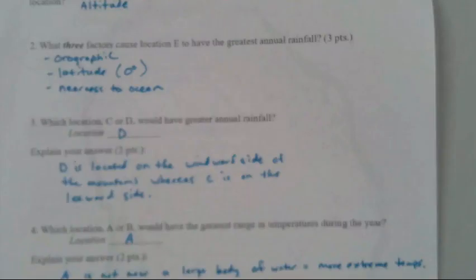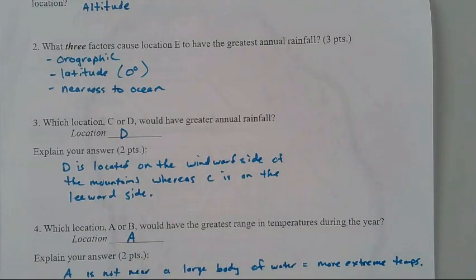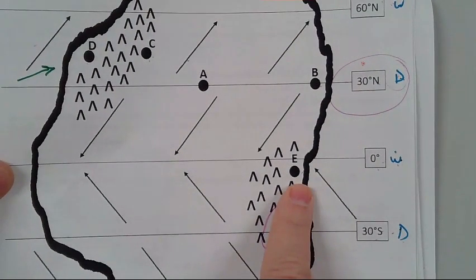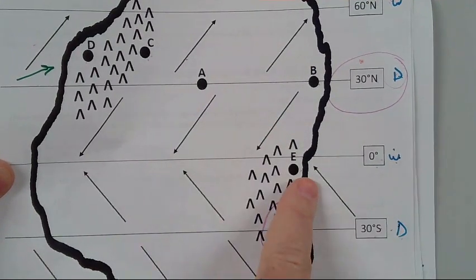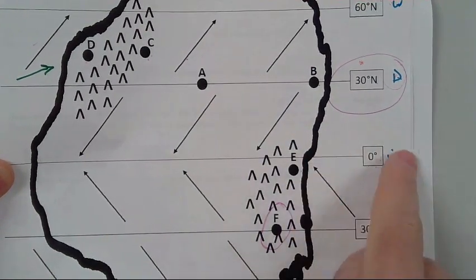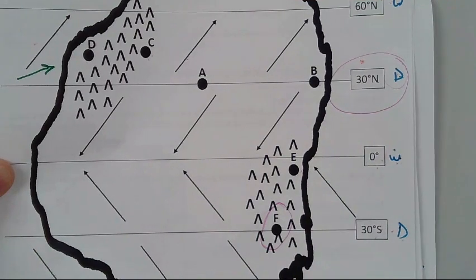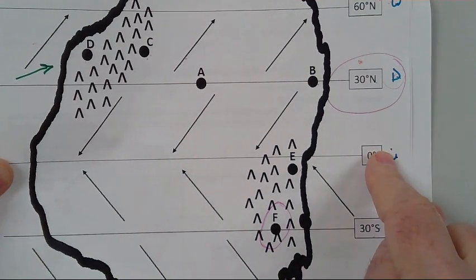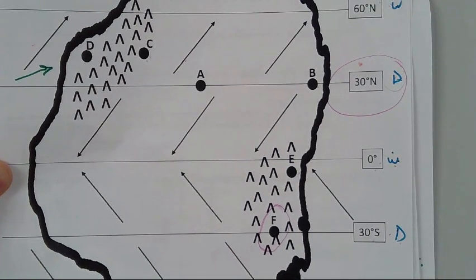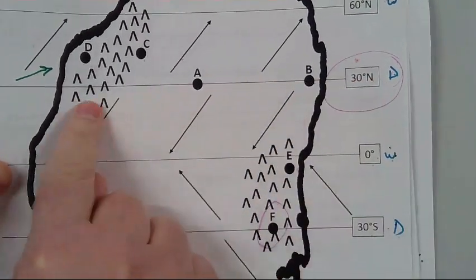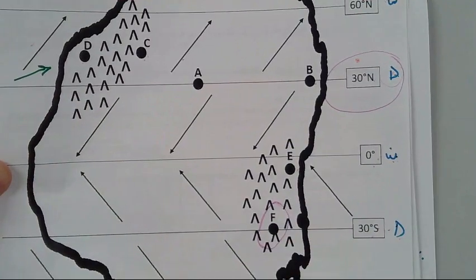Question 2. What three factors cause location E to have the greatest annual rainfall? Location E is here. You have the windward side of the mountain, on the coast, and near 0 degrees latitude. Remember, 0 degrees latitude and 60 degrees north and south latitude tend to have wetter climates, whereas locations along 30 degrees north and south tend to be drier.